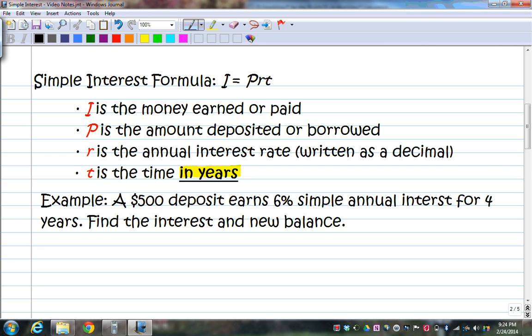So, for example, we have a $500 deposit that earns 6% simple annual interest for 4 years. Find the interest and the new balance. We're looking for the amount of money in the account. All right, interest is equal to PRT. So the interest is going to be equal to the principal, which is 500, times the rate as a decimal, times the time that it was invested for in years, which was 4.